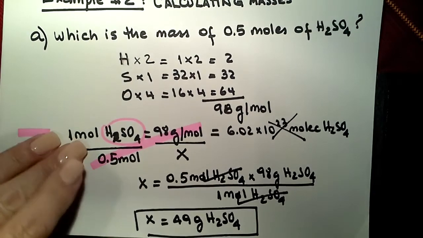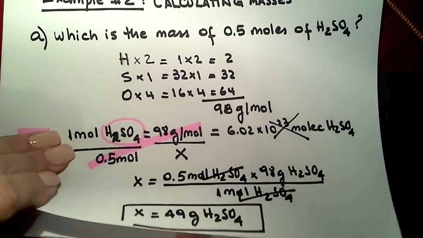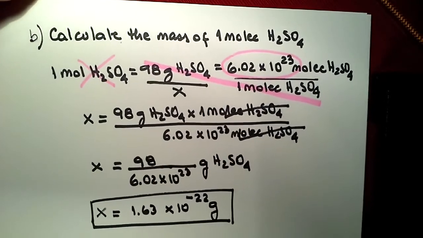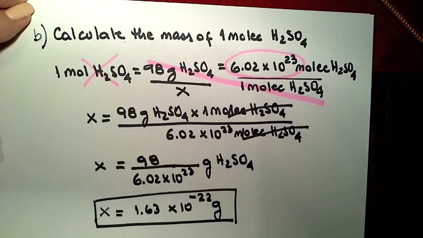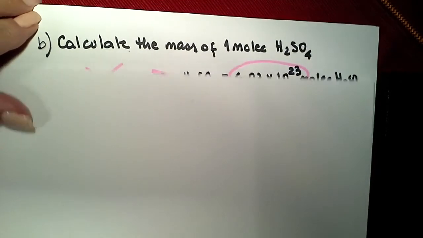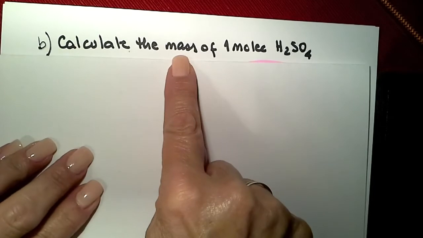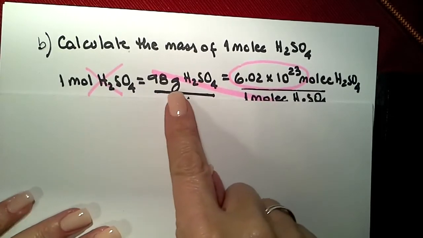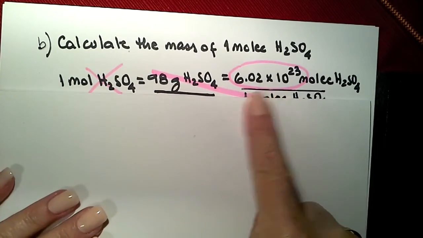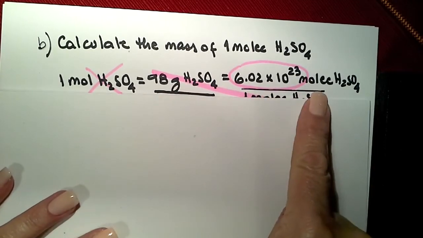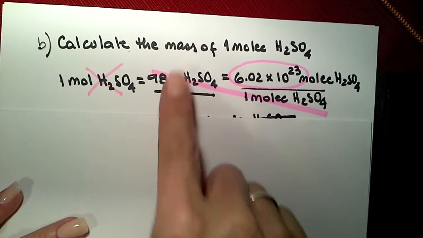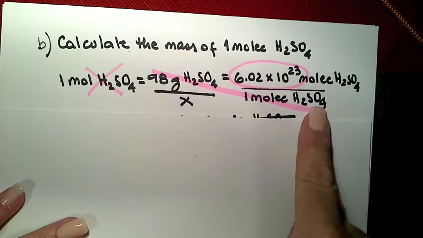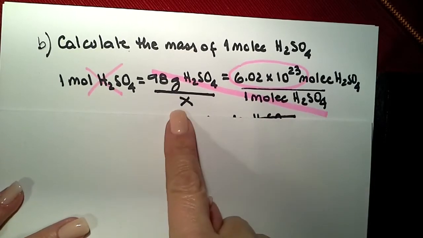The second part of this same example of calculating masses is to calculate the mass of, in this case, 1 molecule. It can be 10 molecules, it can be 1 million molecules, it doesn't matter. So we need to calculate the mass. So again, I put the same relationship, 1 mole, the molar mass, and 6.02 times 10 to the 23rd molecules of sulfuric acid. The X is going to be again under mass, but now I need to calculate 1 molecule of sulfuric acid. How much is going to be the mass?